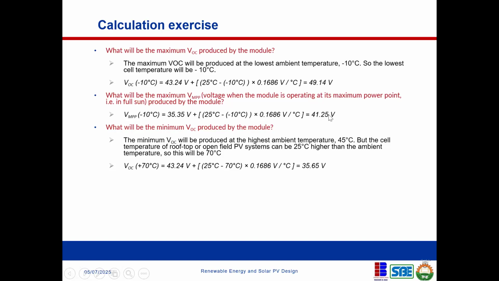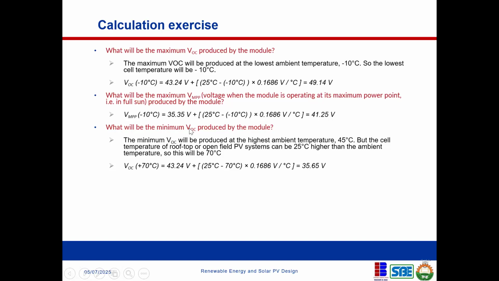So essentially what this is saying is, what is the voltage of the solar panel when the temperature drops from 25 degrees centigrade to minus 10 degrees centigrade? What is going to be the maximum power point voltage? That is just the question. And the same thing goes for the next question: what will be the minimum open circuit voltage?